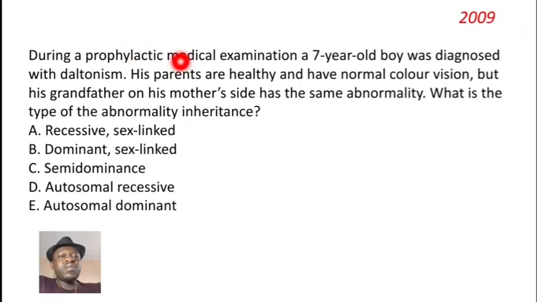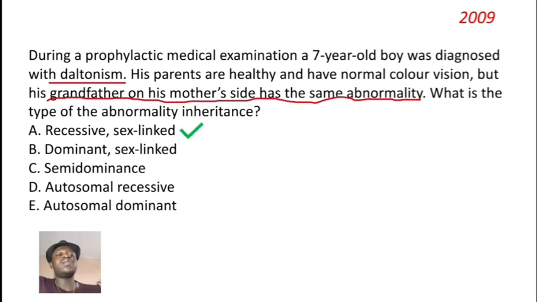During a prophylactic medical examination, a 7-year-old boy was diagnosed with daltonism, right? This one is color blindness. Again, it's repetition. I am sure you know the kind of inheritance, because the mother is a carrier. Because her father was color blind, it's sex-linked recessive, right? So sex-linked recessive is the answer.